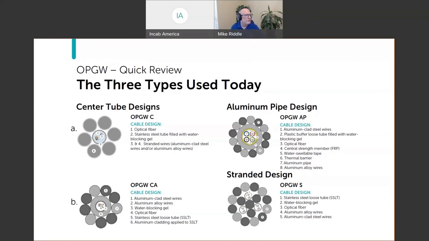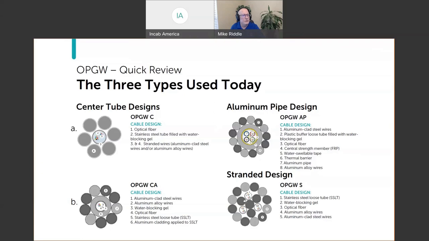Let's get started. So first, I need to review the three basic types of OPGW that are used today. In a few slides, you'll see why this is important. But just to orient you, there are center tube designs. So you have a center stainless steel tube, which could be plain, like you see in this particular version of this design concept, or it might be with aluminum, like you see in this version.